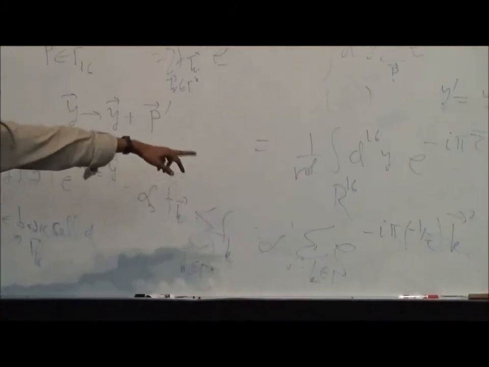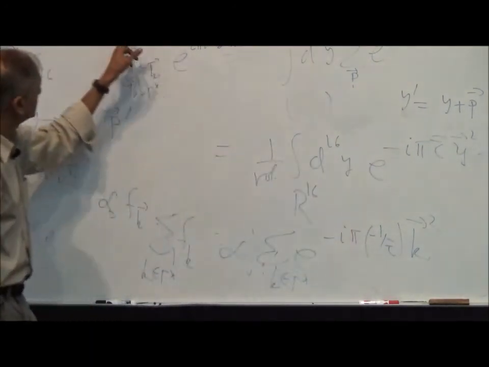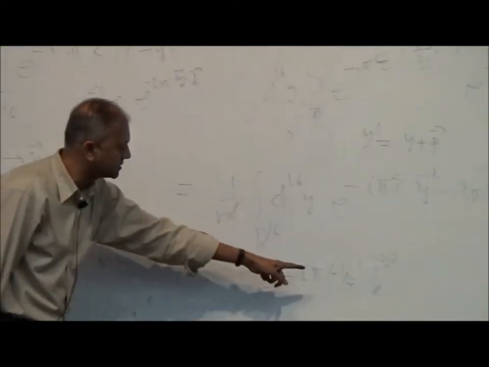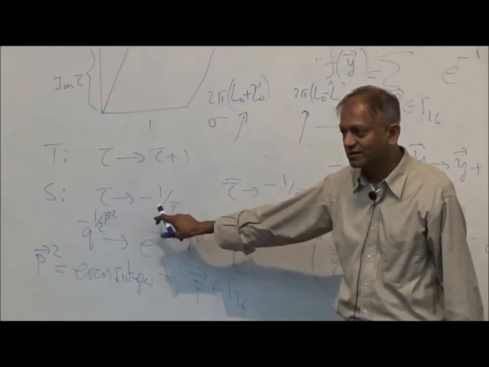And now just compare the two expressions. For y equal to 0, you have that. And now you have accomplished exactly what you were trying to do. Tau bar has been replaced by minus 1 over tau bar. That was the S transformation here. Right? So you've done that.